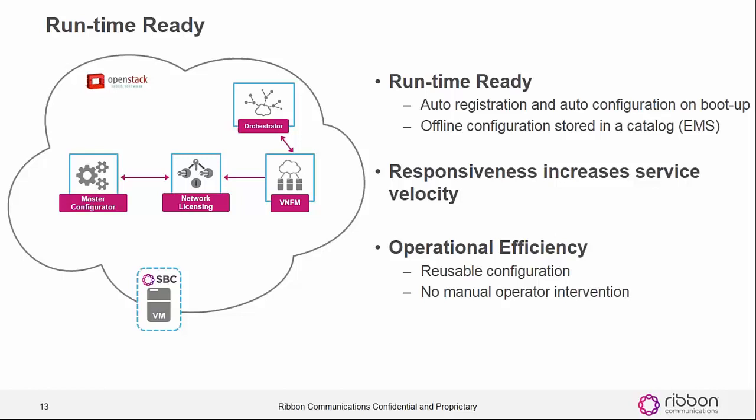Without it, you will not achieve the responsiveness that you're looking for, service velocity, and you certainly won't achieve operational efficiencies if you have to do things like manual configuration. So how does this actually work? At the orchestration level and at the VNFM, the VNF manager level, there's an on-demand request for the instantiation of a VNF. At that point, that virtual network function needs to auto-register. It needs to grab and be told what its licensing is. It needs to be told what its configuration is. When that's done, it's now, quote, step 4 here, runtime ready.